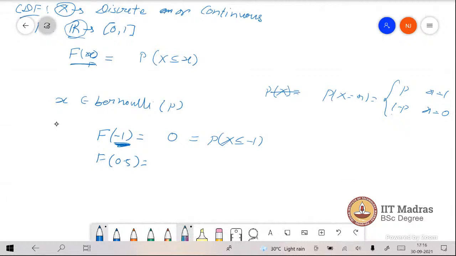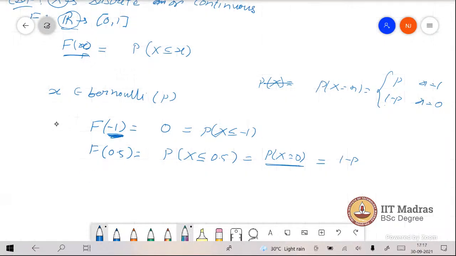Yes, sir. And what is f of 0.5? If you go through the definition, it is same as x less than or equal to 0.5, right? So CDF will be that. So what will be the value of this? P of x equal to 0 is 1 minus p. Otherwise, probability is 0. It is defined only at 0. So it will be 1 minus p, right?